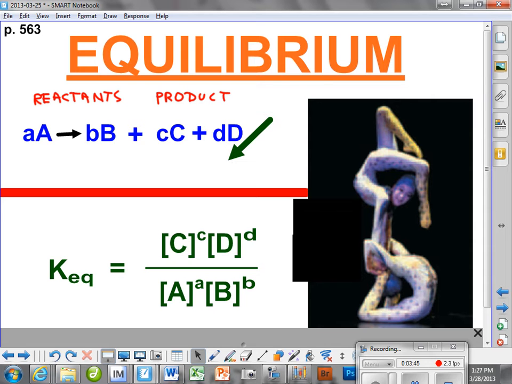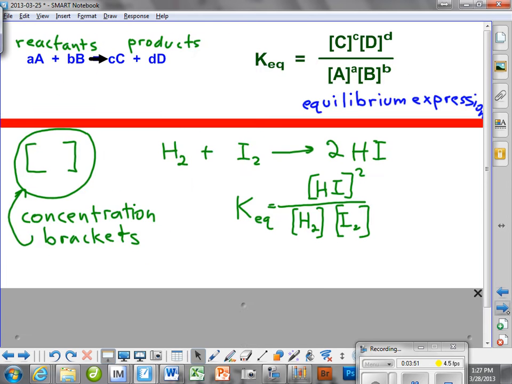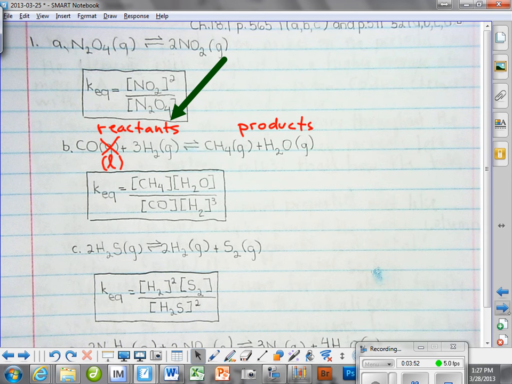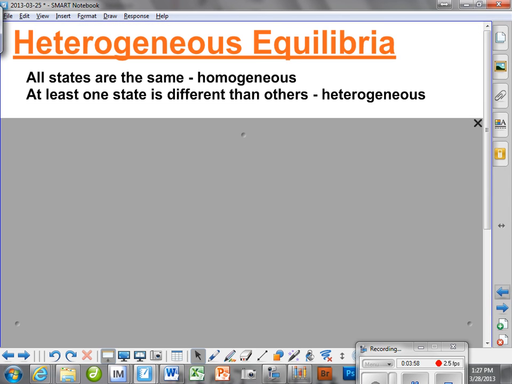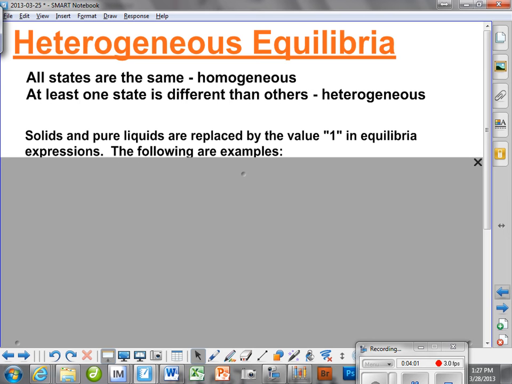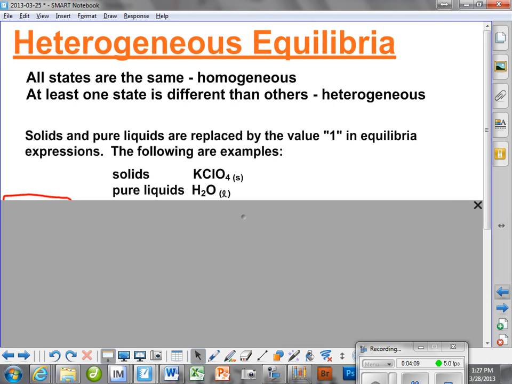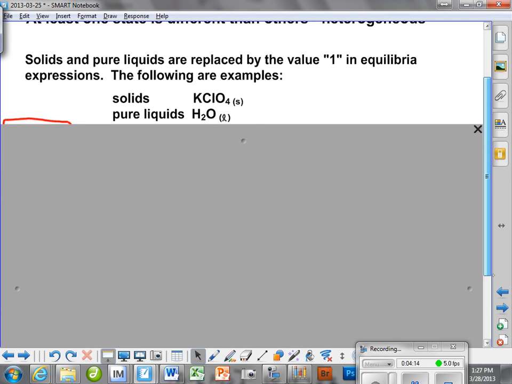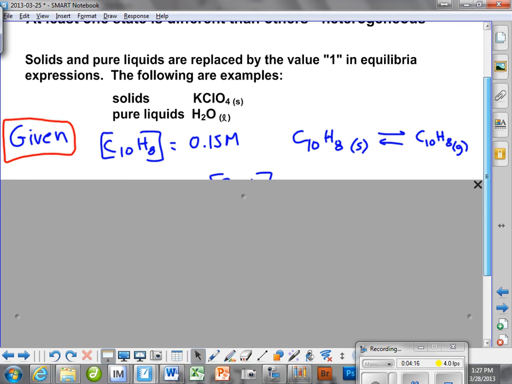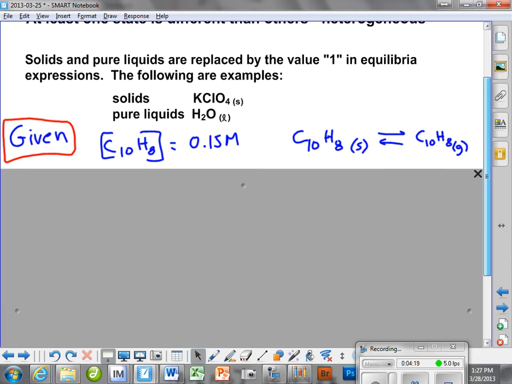So these guys are strictly going from left to right. And let's go on back now and continue what we were doing. Okay, we saw this guy. Whoops, let's go back here. And now, solids and pure liquids are replaced by the value 1 in the equilibrium expressions. And these guys are examples of that. And I'm going to give you good examples of how this applies. It always helps to have a solid example of how things are actually going to be given to you.